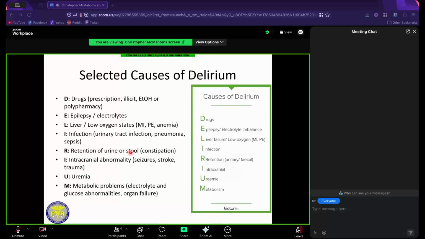R for retention of stool and or urine. Elderly folks tend to get constipated a lot, or they may have issues with benign prostate hyperplasia. They may have difficulty actually urinating. When you actually end up with way too much of that, it can definitely cause delirium.